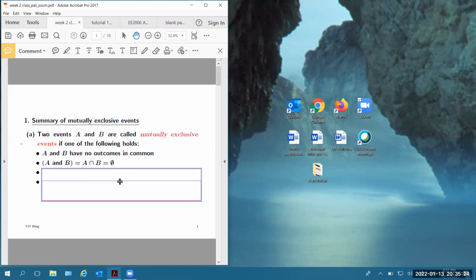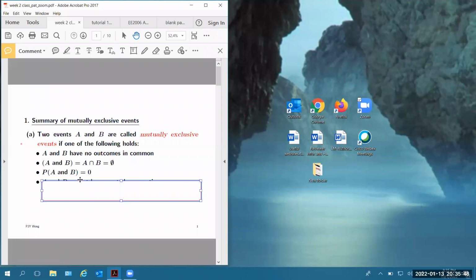And this immediately gives us the third point. If A and B is a null event, then the probability of A and B is the probability of a null event. Null event means that it will never happen, so the probability of a null event is 0. That's why the second one actually implies the third one. And the third one also implies something.